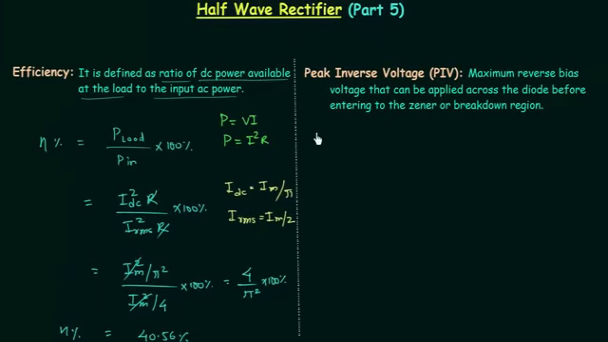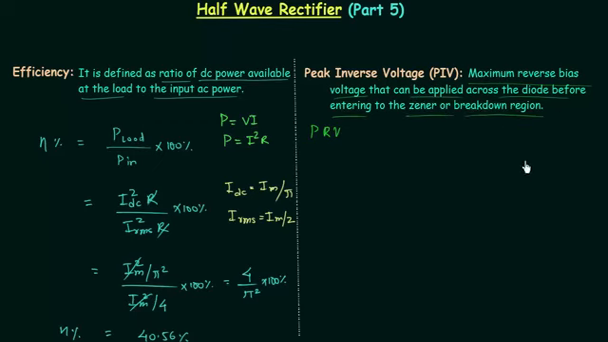Peak inverse voltage is also called peak reverse voltage, PRV, where P stands for peak, R stands for reverse, and V stands for voltage. So what is peak inverse voltage? The maximum reverse bias voltage that we can apply across the diode before entering the Zener or breakdown region is called peak inverse voltage.